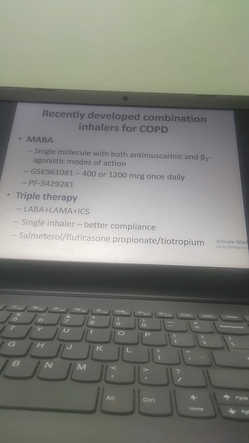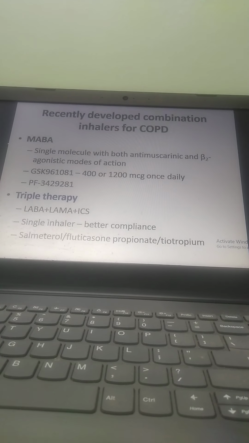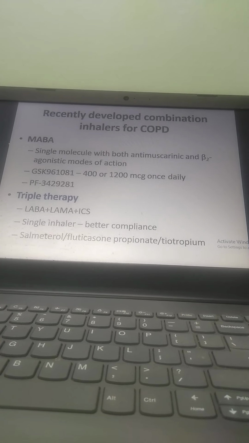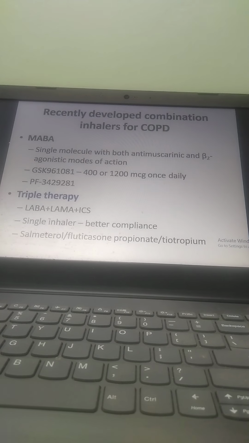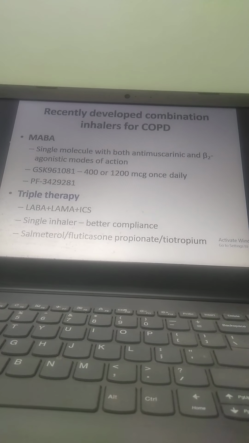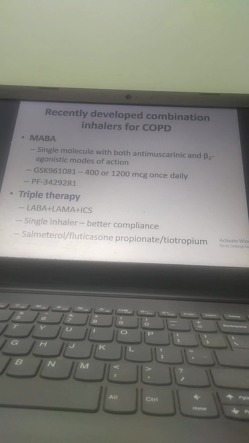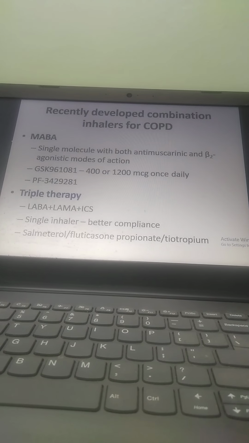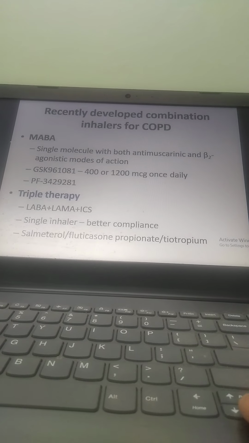MABA is a single molecule with both antimuscarinic and beta 2 agonist modes of action. These are the symbolic names. These have not yet come to the market. And triple therapy, LABA, LAMA, ICS, in a single inhaler, gives better compliance. Salmeterol, fluticasone propionate, and tiotropium. So this is the triple therapy where all the drugs, LABA, LAMA, and ICS, are combined.